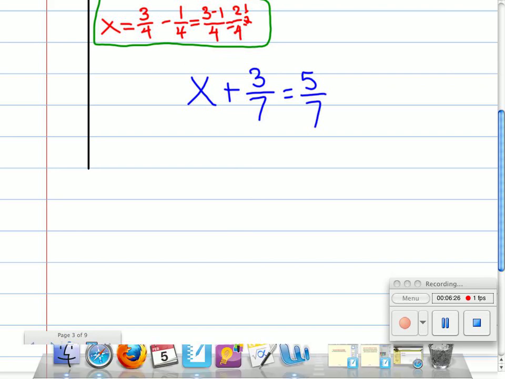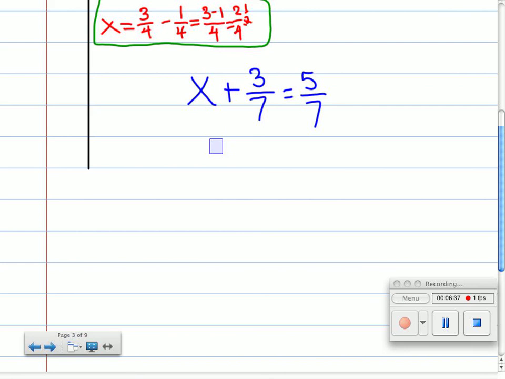All right, looking at this equation, we should see that x plus 3/7, in order to move plus 3/7, we're going to subtract 3/7. So right away, I just write x is equal to 5/7, take 3/7 away. They already have a common denominator. I don't have to find that. So this turns into 5 minus 3 over 7, which is 2/7.